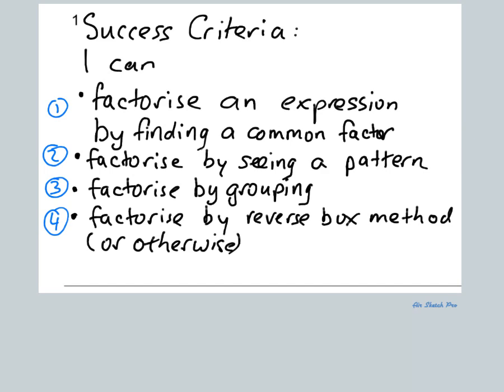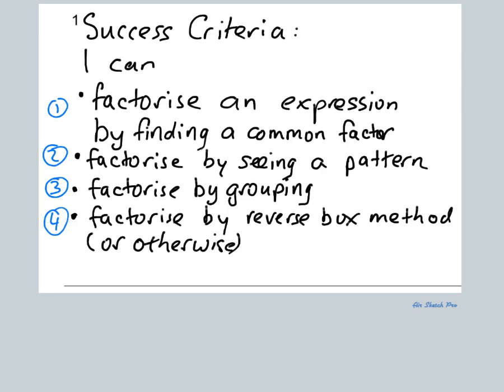This is what success will look like by the end of this lesson, that you can identify them, and hopefully you've had enough practice that you can say, yep, I know how to do each of these. And if you say, well, I can find a common factor and I can factorize by reverse box method, but I'm pretty cruddy at finding the pattern, then that's your opportunity for growth, right? That's where you say, okay, that's what I need to practice. I don't need to practice factorization in general. I need to practice this technique. That's good, isn't it? So make sure you look back at that success criteria and give yourself a rating towards the end of the lesson.